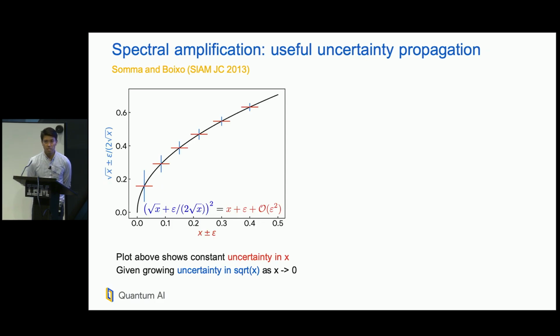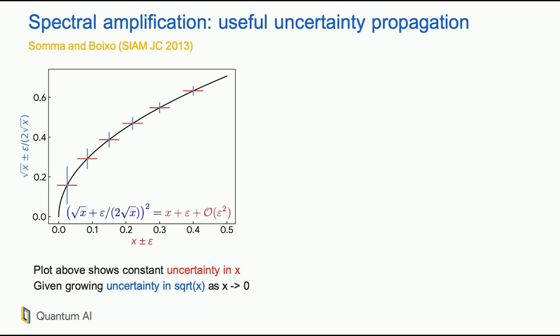With that out of the way, I can explain the idea of spectral amplification. This goes back to Rolando Somma and Sergio Boixo in 2013. That was used to speed up adiabatic quantum computation. The idea can be seen in a toy example. Let's say you want to estimate x, but you're given random variables related to the square root of that value. You can ask, to what precision do I need to measure the square root to get a constant precision in x, that red variable? That's what's shown graphically here and in the equation down at the bottom there.